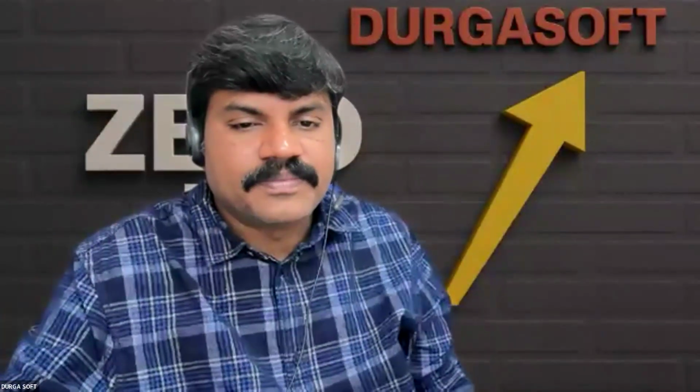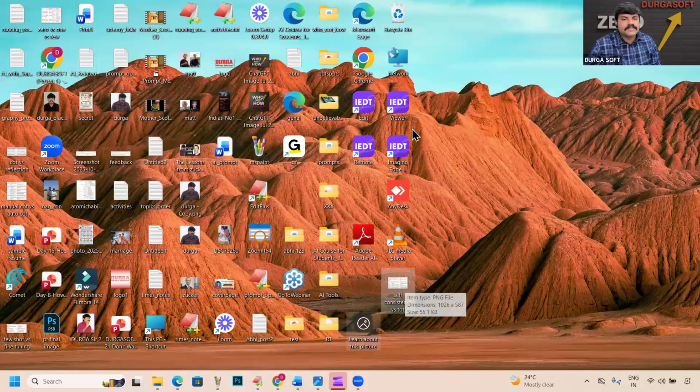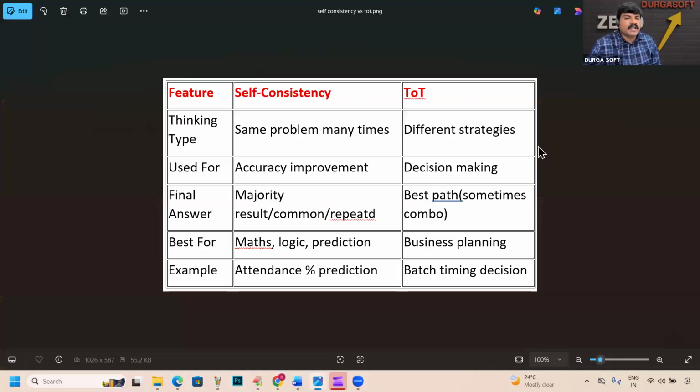Observe a bit carefully. This is the bigger confusion for most of the people. Self-consistency versus TOT. Same problem many times, thinking type. How many problems are there? Only one problem, but I'm talking about 3 different solutions.